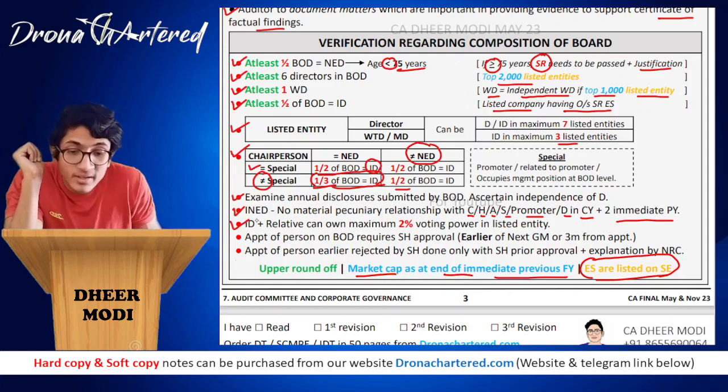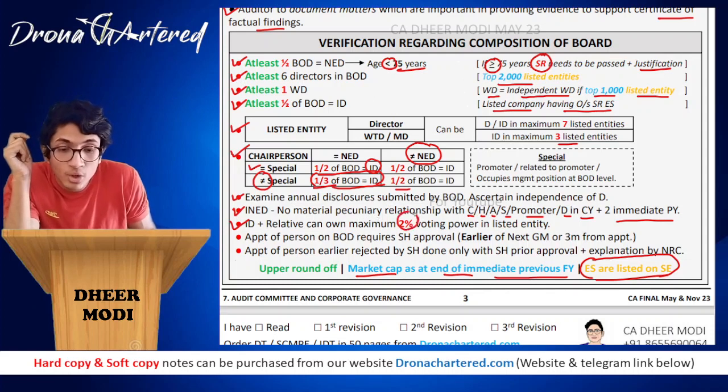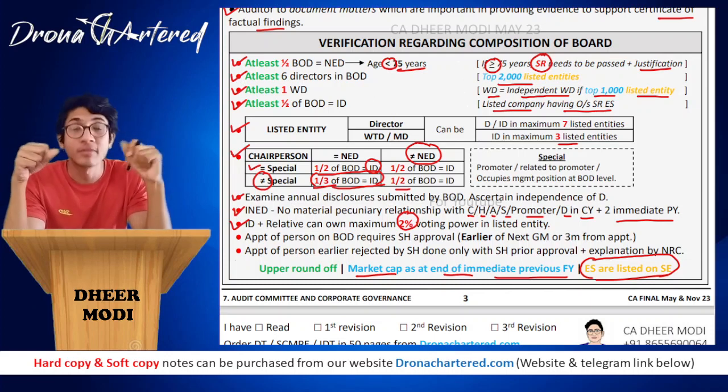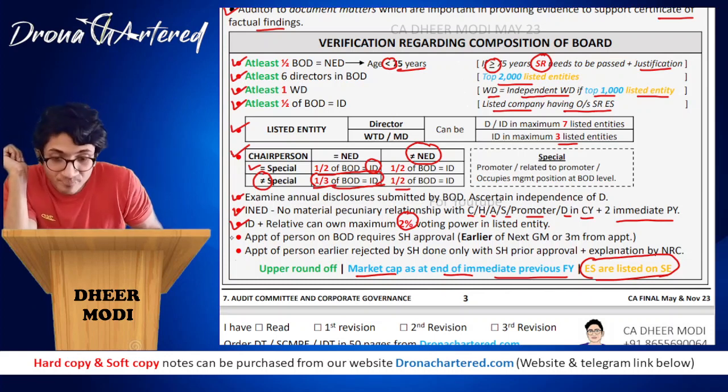Next is your independent director and relative. Independent director plus relative can own maximum 2% voting power in the listed entity. So that means me along with my relatives, I can maximum hold only 2% voting power.